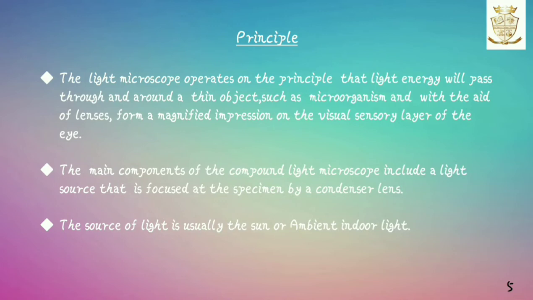The light microscope operates on the principle that light energy passes through and around objects such as microorganisms, and with the aid of lenses forms a magnified impression on the visual sensory layer of the eye. The main components of the compound light microscope include a light source that is focused at the specimen by a condenser lens. The source of light is usually the sun or the ambient indoor light.